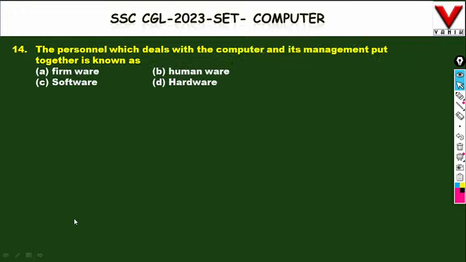The personnel which deals with the computer and its management put together is known as dash. That means a person who is always related to the computer system and also its management is called dash. First one is firmware. Firmware is like the combination of both hardware and software, or a software used in place of hardware.